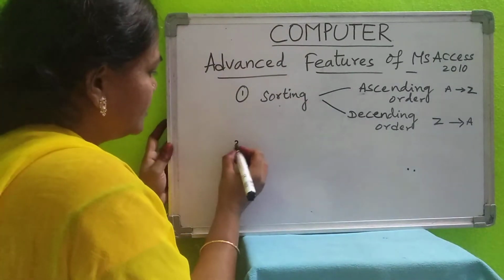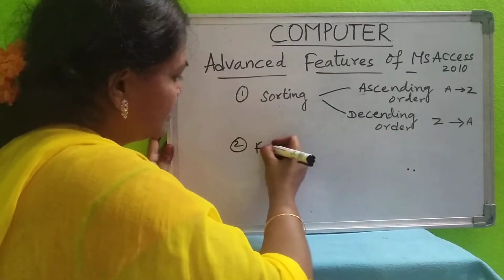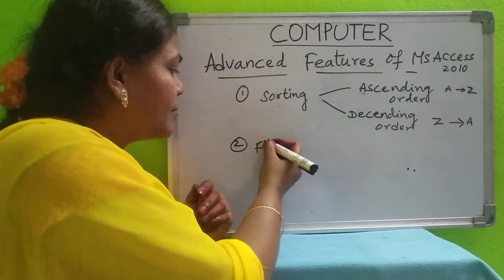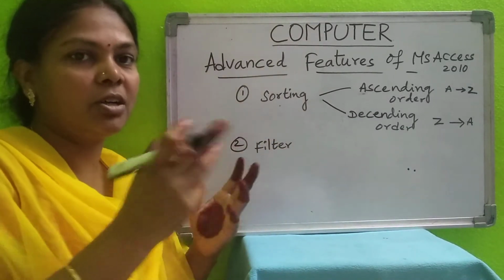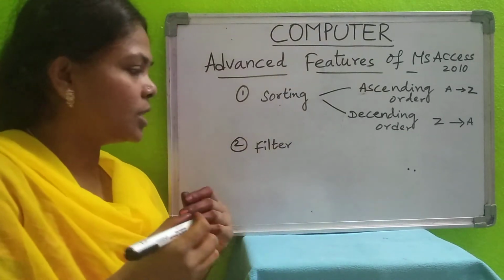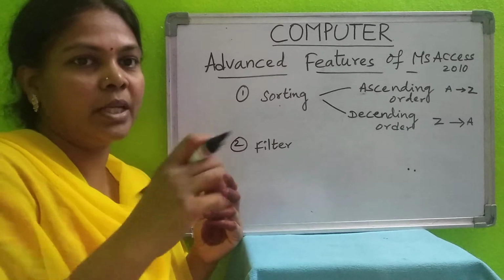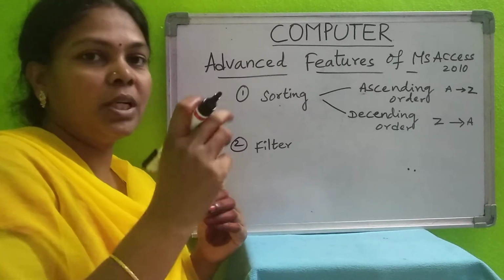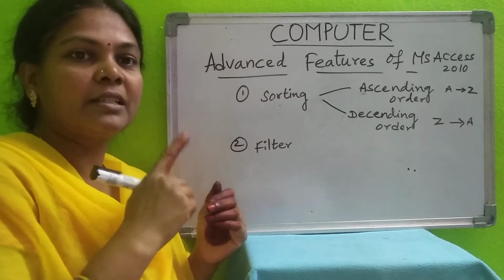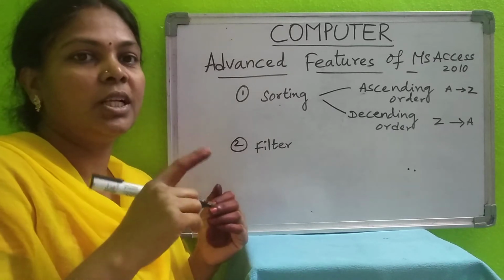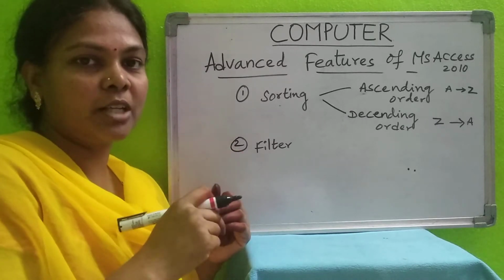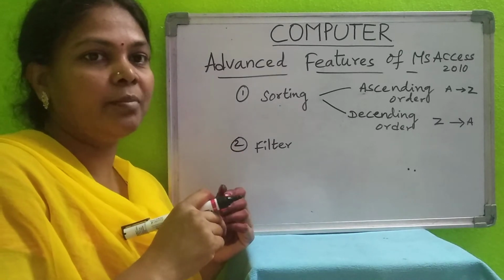Next, we learned about filters. Suppose you want a set of records from a number of records, say 10 records from 100 records. At that time you can filter those records according to the column name or by giving a condition. In the last class we selected B records or C records like that. Depending on the condition, only those records will be displayed and the remaining will be hidden.